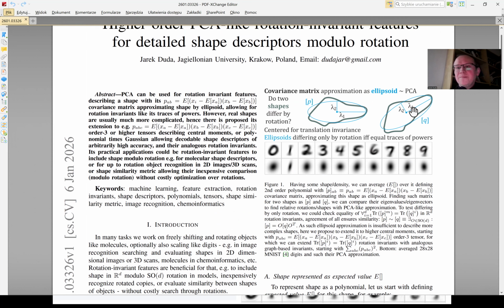We could compare by just testing if the eigenvalues are the same. If so, then they differ only by rotation. However, this provides only a very brief description like here. So here we have some digits, minus digits, and here is its description as an approximation as an ellipsoid. So we'd like to extend it to higher order polynomial.